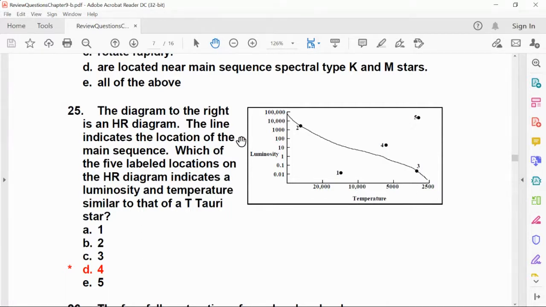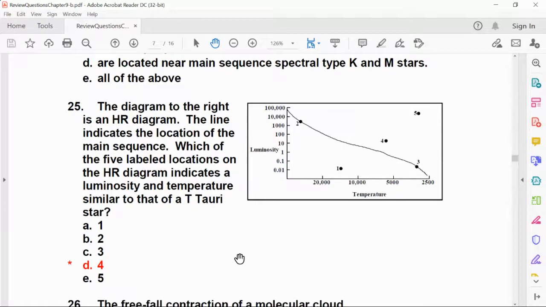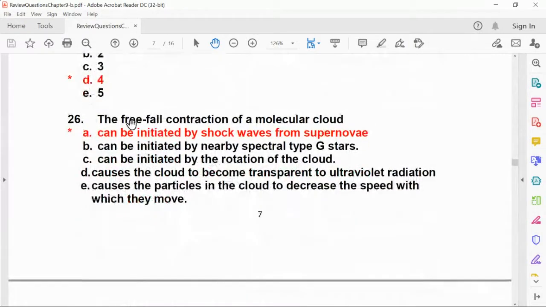The HR diagram to the right, the line indicates the location of the main sequence. Which of the 5 labeled locations on the HR diagram indicates a luminosity and temperature similar to that of a T-Tauri star? A T-Tauri star is a little bit above the main sequence, and then it will become more in equilibrium, and it becomes a main sequence. So the location 4 here can give me something similar to a T-Tauri.